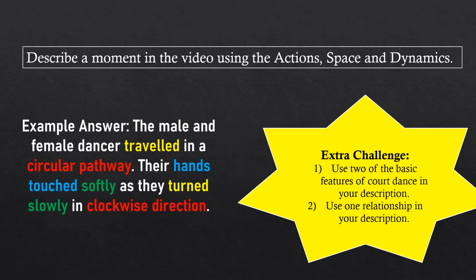As a second extra challenge, I want you to use one relationship in your description. There is one part of my answer that we haven't mentioned yet, which is in blue: hands touch. This is a form of contact, which is a form of relationship element. So using one relationship element, this could be unison, canon, it could be contact. As an extra challenge, incorporate that into your answer. You have about 10 minutes to give this a go, attempting that extra challenge if you can. Off you go.